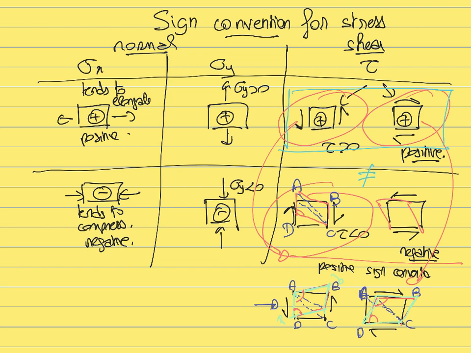So again, the most important thing to remember is the positive sign convention for the normal stress. Those are the stresses that tend to elongate the material, where the stress is pointing towards the outside. And in the case of the shear stress, this is the positive convention: going up if the stress is applied on the right, going down if the stress is applied on the left, going right if the stress is applied at the top, or going left if the stress is applied at the bottom. This is the positive sign convention that we will be using for the shear stress.